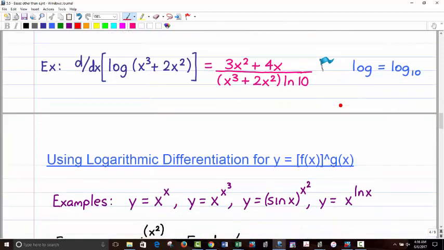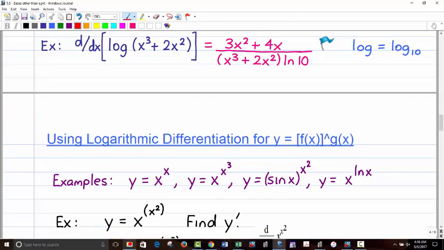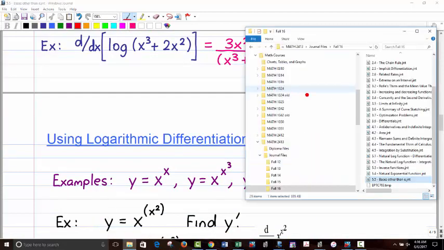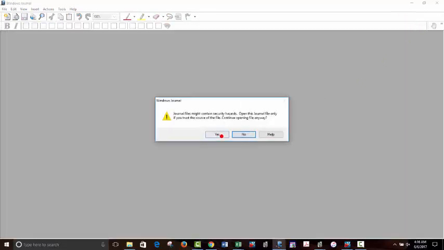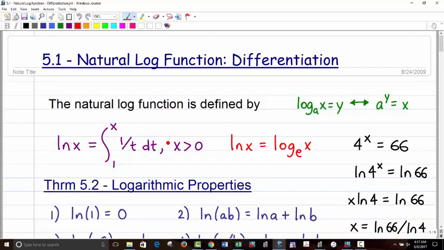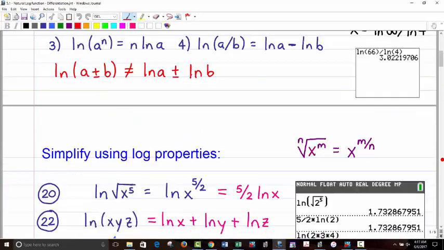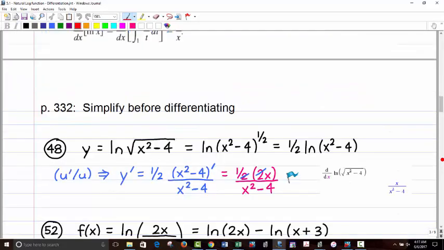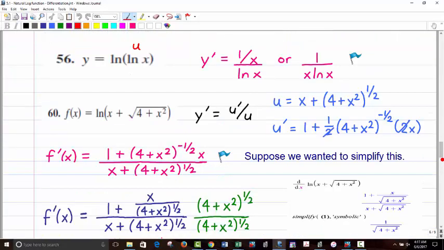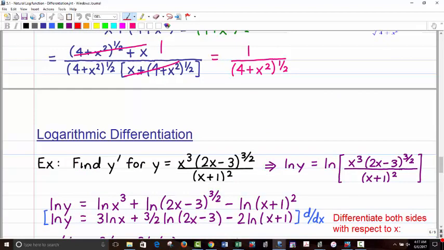All right, this is interesting. I'll bring back, see if I can get the notes of 5.1 to come up here for a second. Refresh our memory on something. Let me scroll down here. The logarithmic differentiation technique. Yes.